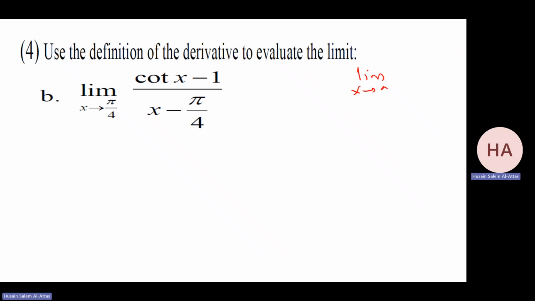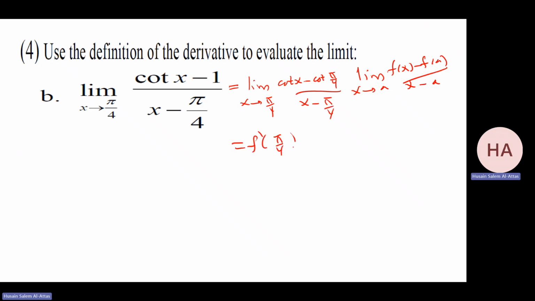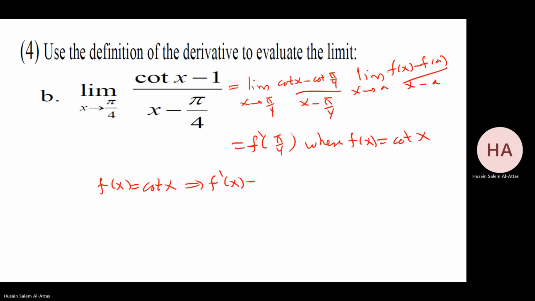Limit as x goes to a of f of x minus f of a over x minus a. So what is that? If you notice, this is the limit as x goes to pi over 4 of cotan x minus cotan pi over 4 over x minus pi over 4. So this is f prime at pi over 4, where f of x is cotan x. إذا كان f of x cotan x, so f prime is minus cosecant square.